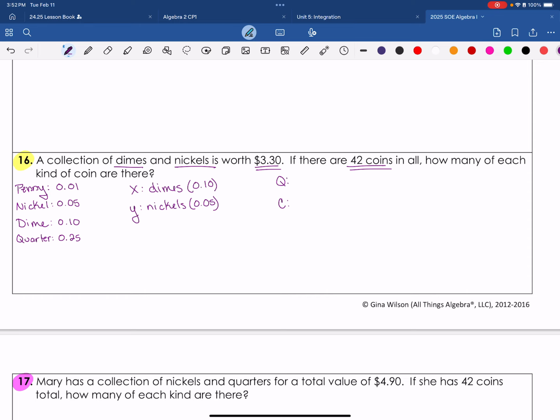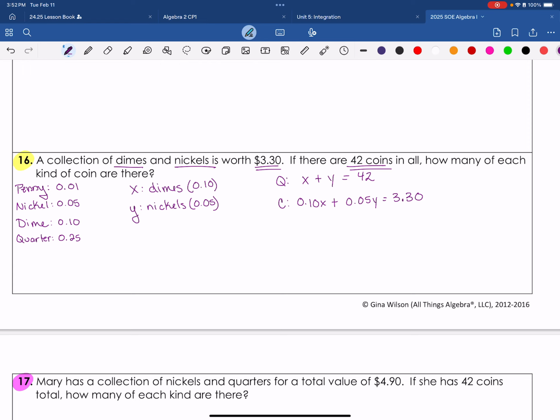My quantity says that when I add together the number of coins I have, I get 42. So I don't have any money involved in this, just X plus Y equals 42. The next one's saying that when I account for the fact that dimes are 10 cents and nickels are 5 cents, it costs $3.30. All right, I'm actually going to solve this one with you because I have a fun little strategy that makes these a lot easier.